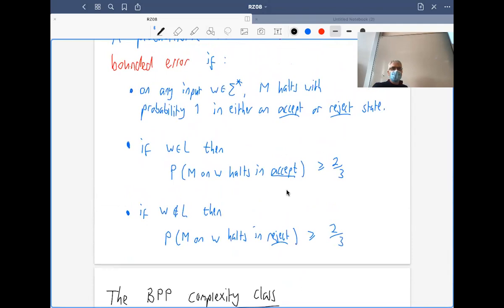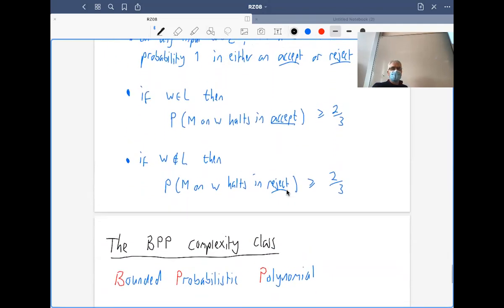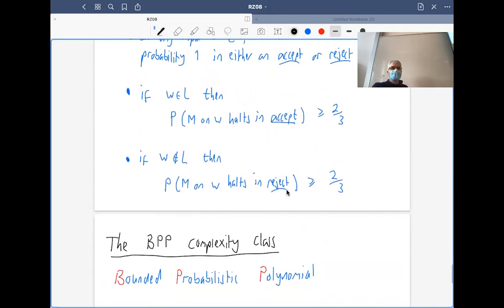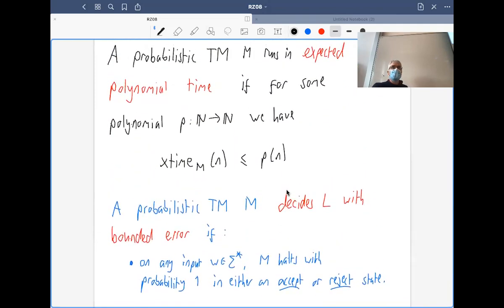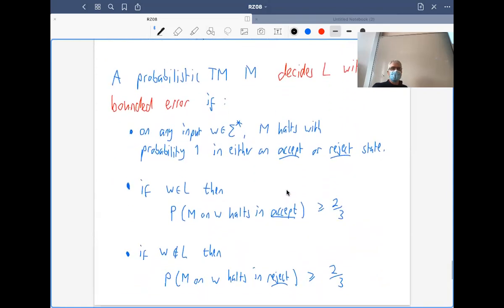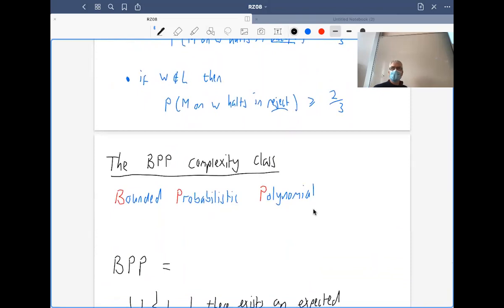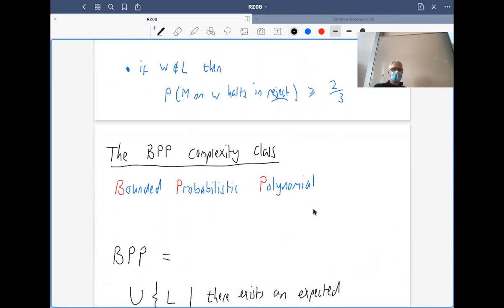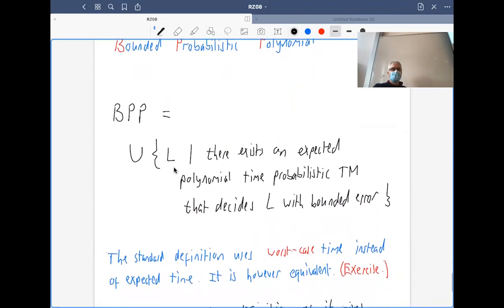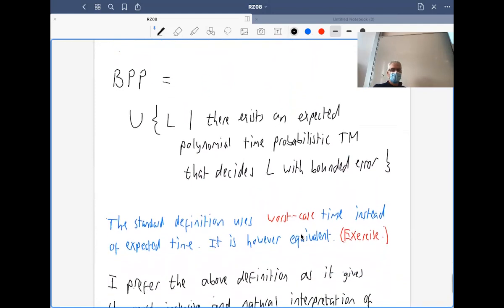Anyway, the definition, I think, is now quite intuitive. So we've got this notion of running in expected polynomial time and deciding a language with bounded error. And BPP, the bounded-error probabilistic polynomial complexity class, is simply the class consisting of those languages, those problems, such that there exists an expected polynomial time probabilistic Turing machine that decides the language with bounded error. So exactly what we would expect given the previous definitions.